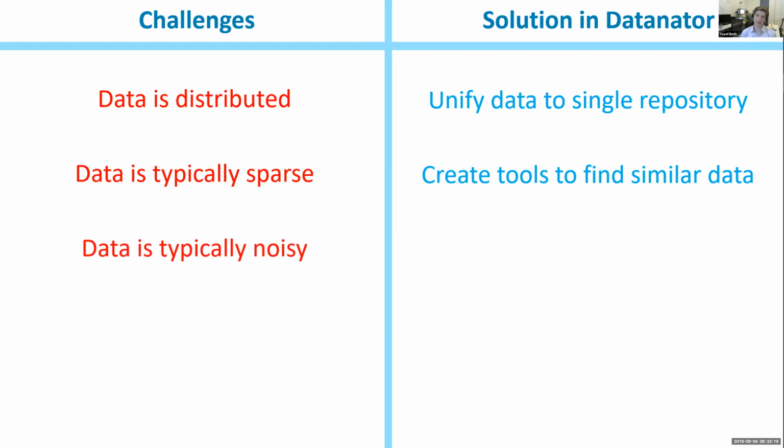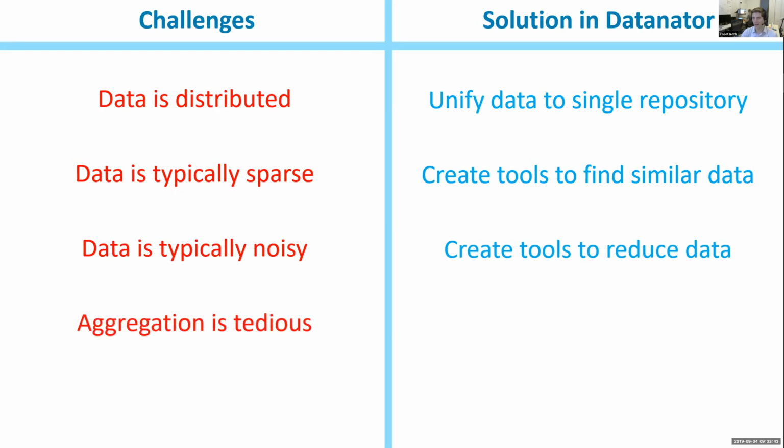Another challenge is that the data is typically noisy. Often there won't just be a single value for a biological parameter. There'll be a whole distribution of experimental data. And this poses a challenge for modeling if you want some single quantitative value to help construct the model. So we solve this by creating tools to reduce the data, some representation of it that can aid in model construction.